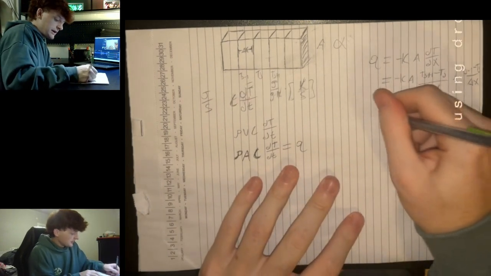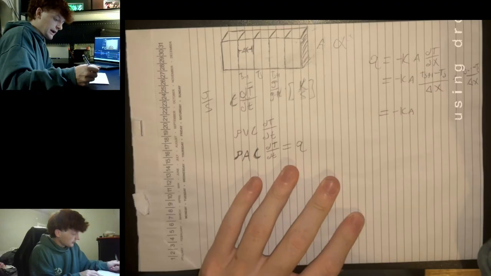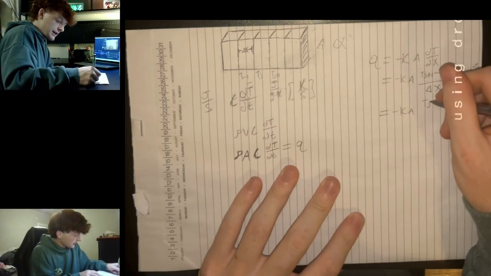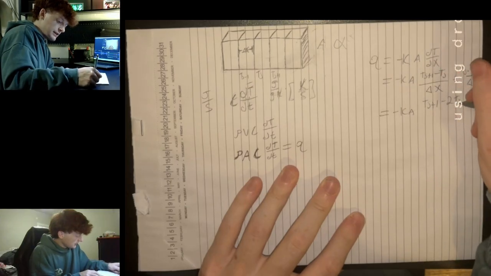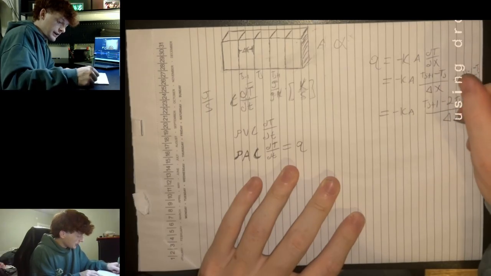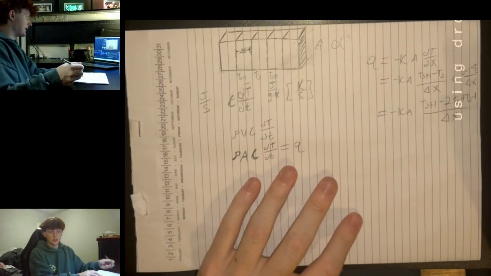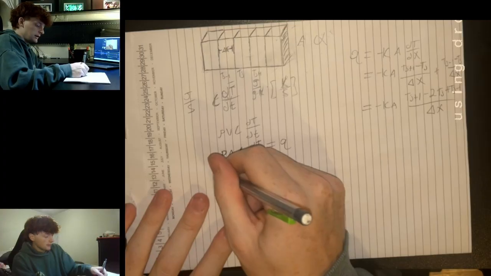And then we can combine these. So it's going to be negative K A times Tj plus 1 minus 2Tj plus Tj minus 1, over delta x. And we can do this because we have a like denominator at the bottom here. So we can go ahead and plug this back in for Q down here.